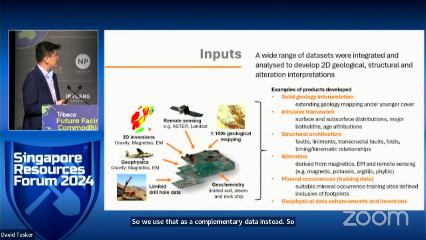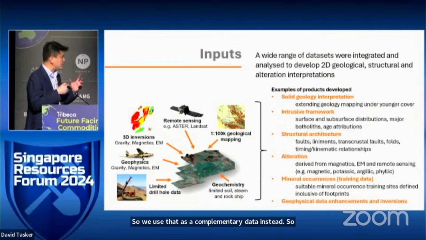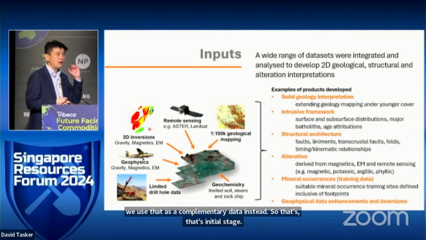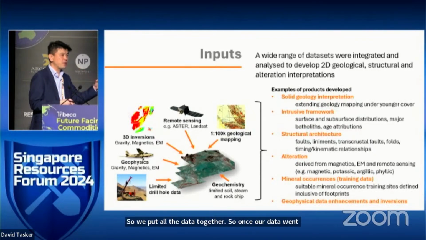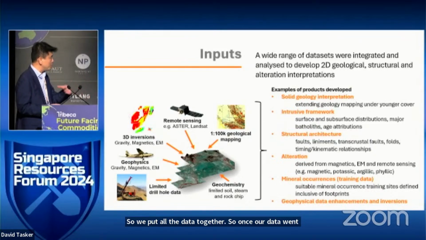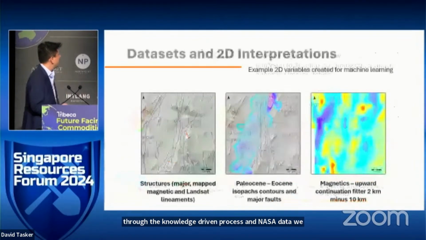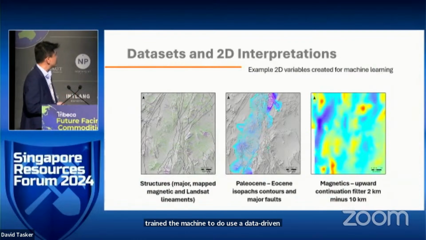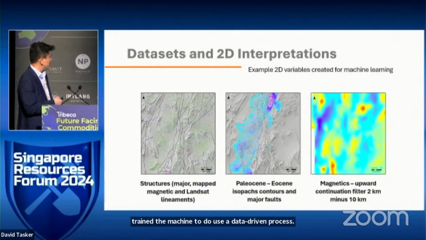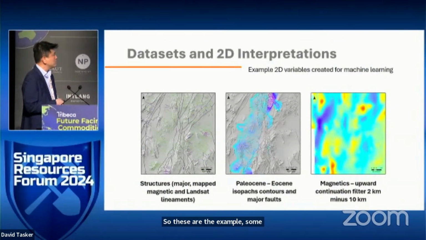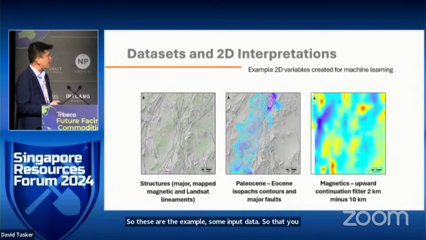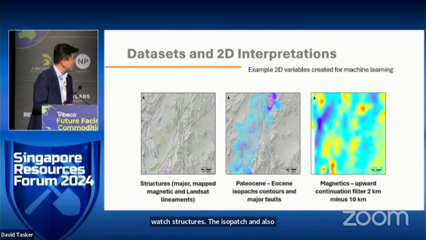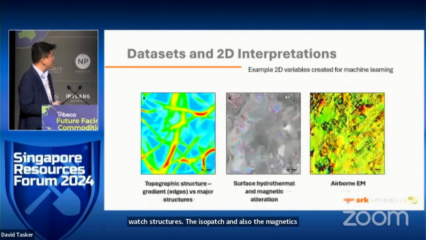So that's the initial stage. We put all the data together. Once we had our data, we went through the knowledge-driven process, and with the same data, we trained the machine to use a data-driven process. So these are examples of some of the input data: the geologic structures, the ISO patch, and also the magnetics. These are some of the input data we use.